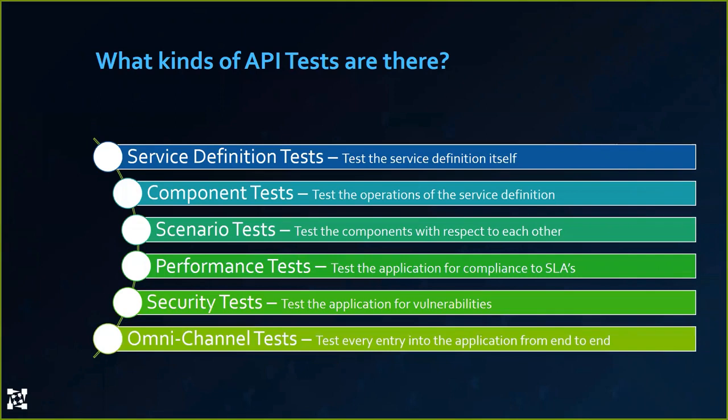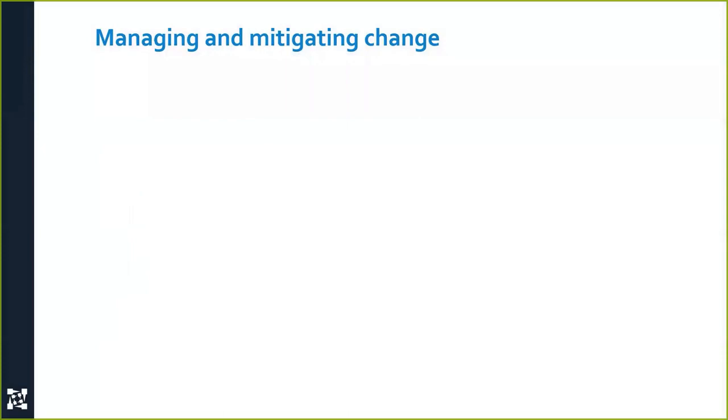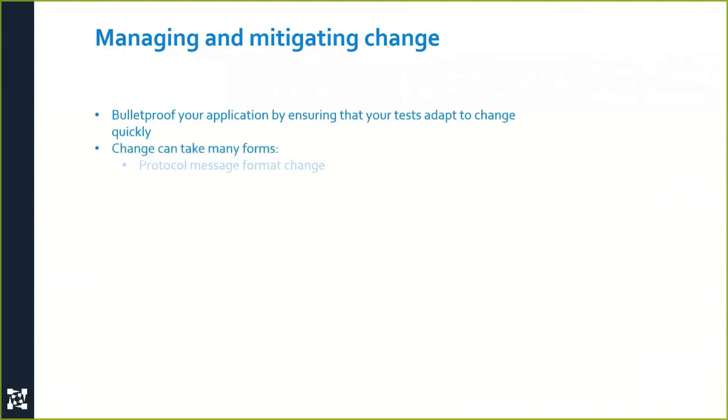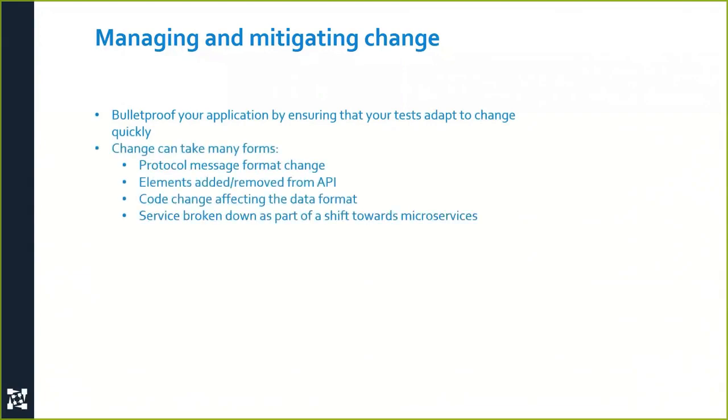So there was one thing that I talked about earlier that I said I would put specific emphasis on, and this is managing and mitigating change. All these tests that I have are great. They function perfectly. But what happens when my menu changes? If I add or remove certain menu items? What we want to do is bulletproof our application. We want to make sure that our tests will be able to adapt to change quickly. And change can take many forms.